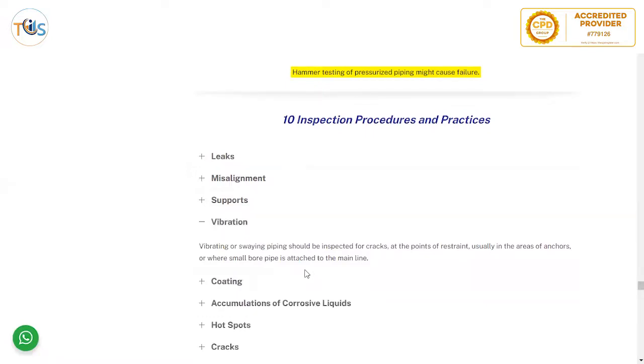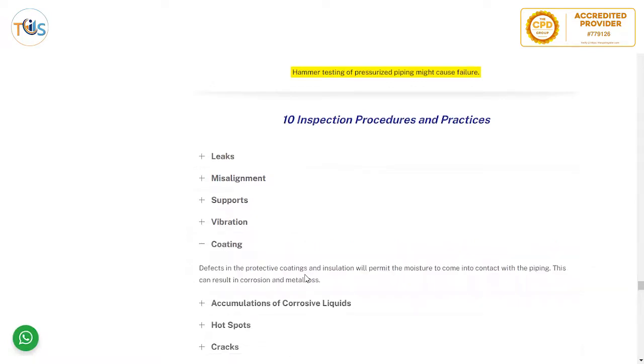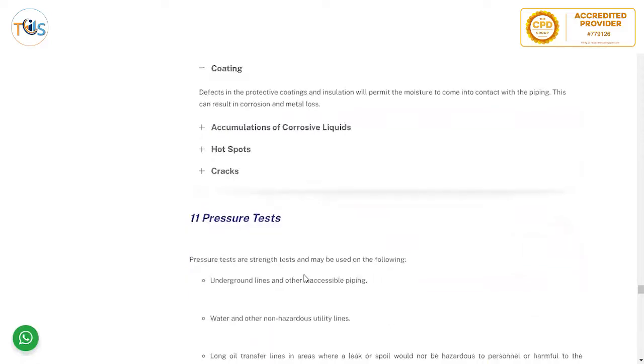Vibration. Vibrating or swaying piping should be inspected for cracks at the point of restraint, usually in the areas of anchors or where a small bore pipe is attached to the main line. Coating. Defects in the protective coating and insulation will permit moisture to come into contact with piping. This can result in corrosion and metal loss.